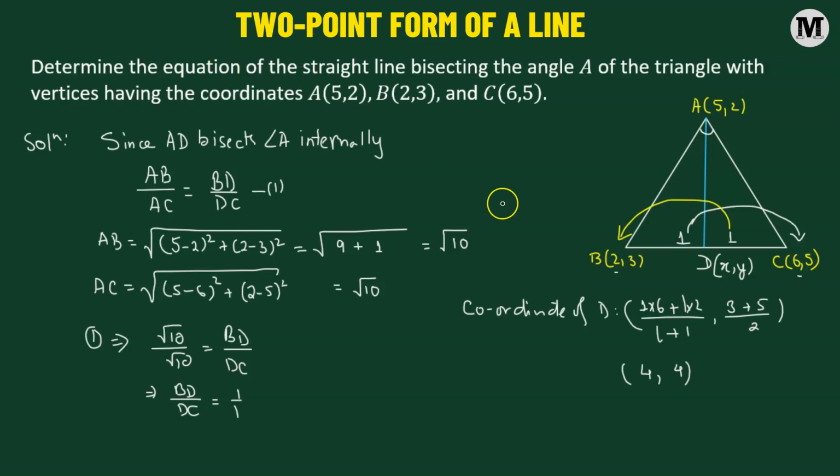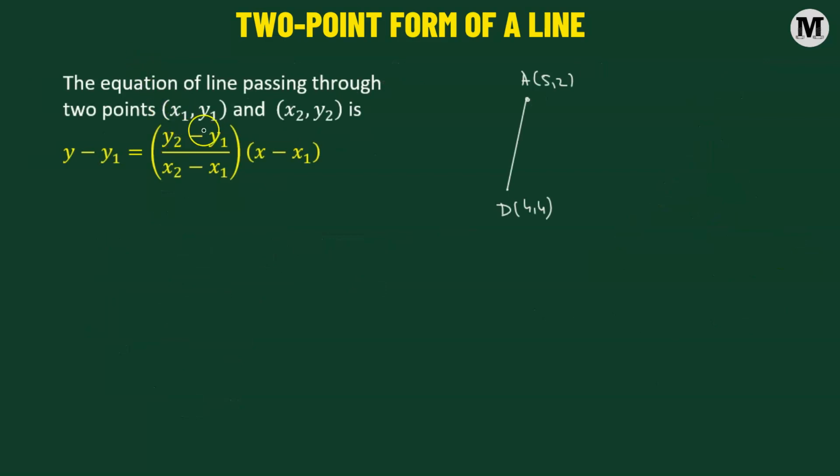Okay, now that we have the coordinates of D and the coordinates of A, we can use the 2-point form of a line to find the equation of AD. So let's quickly state the 2-point form of a line. If we have 2 points with coordinates (x1, y1) and (x2, y2), then the line which passes through the 2 points is given by this particular equation. Here we have to find the equation of AD. So we'll consider A to be (x1, y1) and D to be (x2, y2).